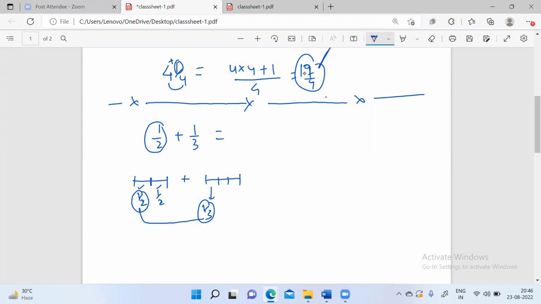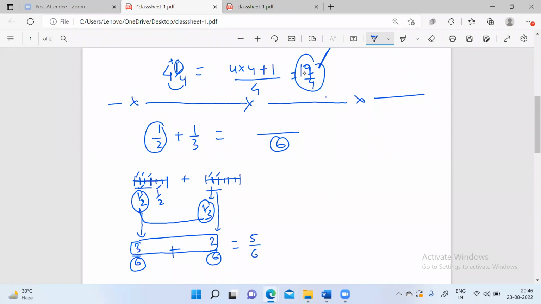So in this case, when you take LCM, you divide the entire number into 6 parts. Here you will have 3 parts, and this will also be divided into 6 parts. So the half will ultimately become 3 by 6, and the 1/3 will ultimately become 2 by 6. Now these 3 and these 2 are of equal sizes, so now you can add. If the denominator is the same, if the parts are the same, we can add. So this addition is 5 by 6.